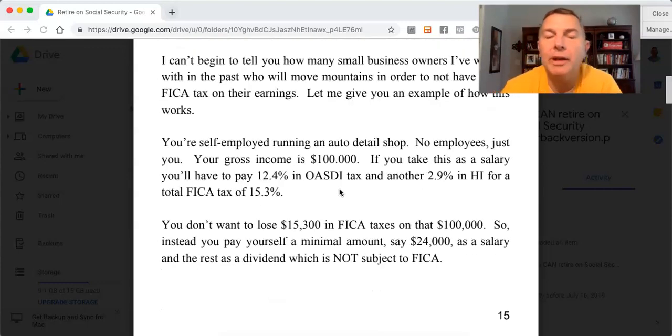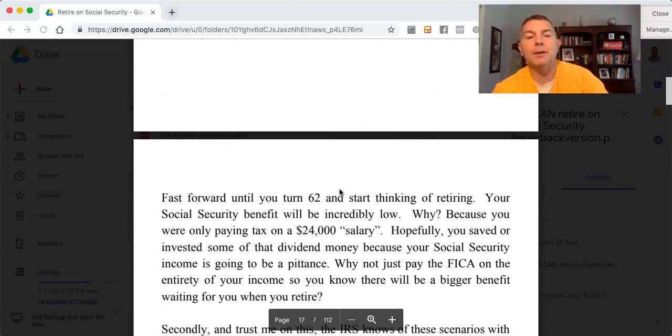You're self-employed running an auto detail shop. No employees, just you. Your gross income is $100,000. If you take this as a salary, you'll have to pay 12.4% in OASDI and another 2.9% in HI for a total FICA tax of 15.3%. You don't want to lose $15,300 in FICA taxes on that $100,000. So instead, you pay yourself a minimum amount, say $24,000 as a salary, and the rest as a dividend, which is not subject to FICA.